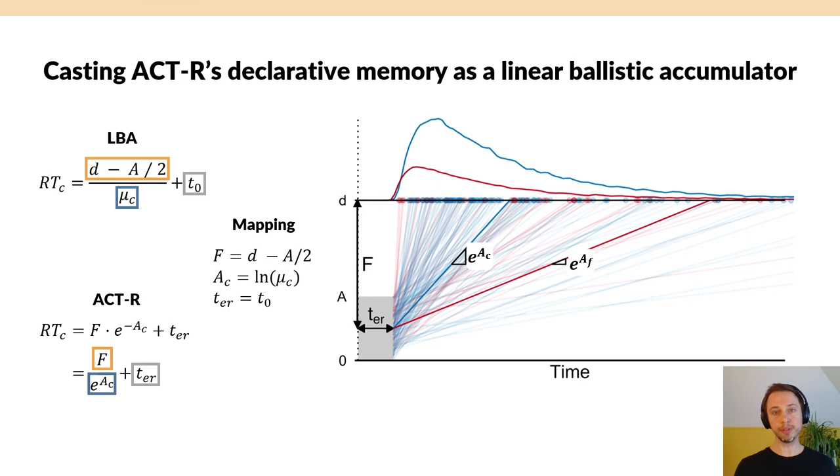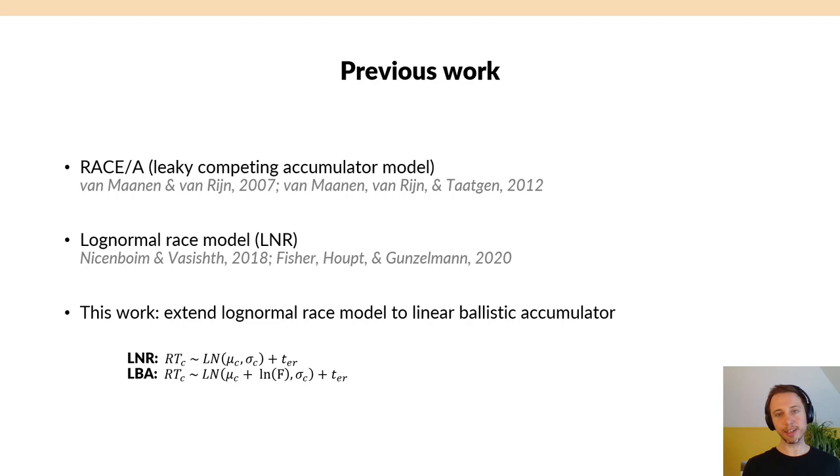Now, let me just pause for a bit to say that the idea of linking ACT-R's memory system to some form of accumulator model is, of course, not new. There have been various versions of this idea over the years, some of which I've listed here. And the work that I'm presenting now can best be seen as an extension of a previous mapping between ACT-R and the log-normal race model, which was first described by Nicenboim, Vasishth, and colleagues in their 2018 paper. And if we compare to the LNR, the LBA allows us to fit one additional parameter, namely this latency factor f.